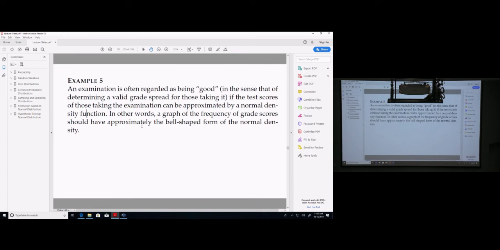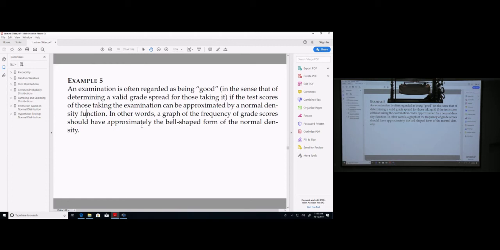Now, in a lot of examinations, a certain model is the bell curve, all right? When we come to the central limit theorem, I will make some comments about why it is reasonable to model an exam paper result with a normal distribution. An examination is often regarded as good in the sense of determining a valid grade spread for those taking it, if the test scores can be approximated by a normal density function.